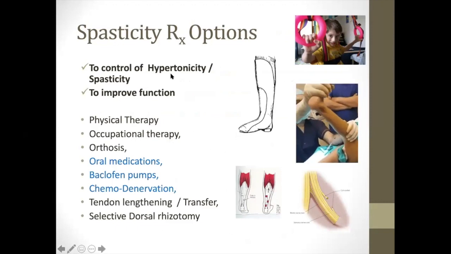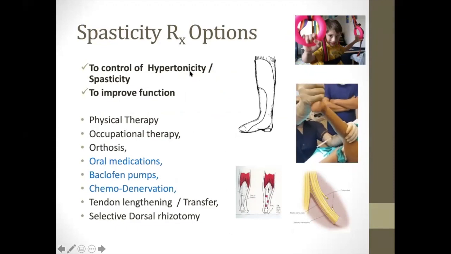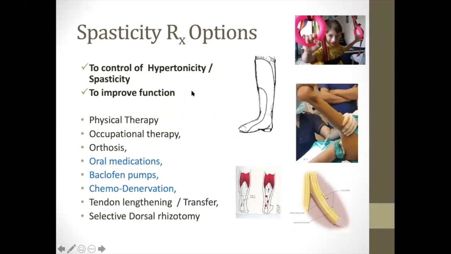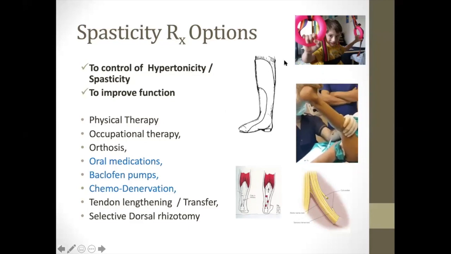And this hypertonicity is not only because of the spastic cerebral palsy, it can be because of dystonia, it can be because of the autonomic disorders and the bladder problems in which you can also use the Botox. And these are the systems which we use.